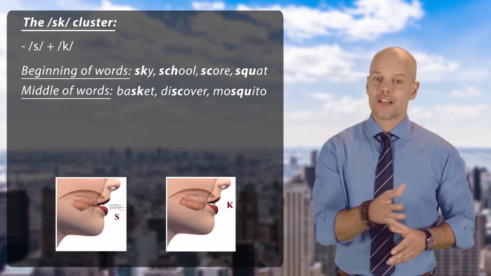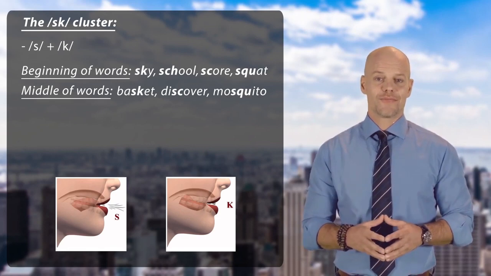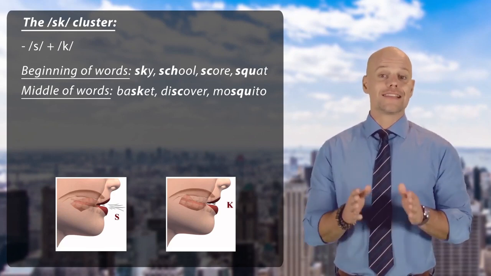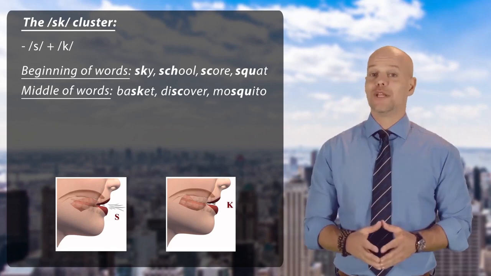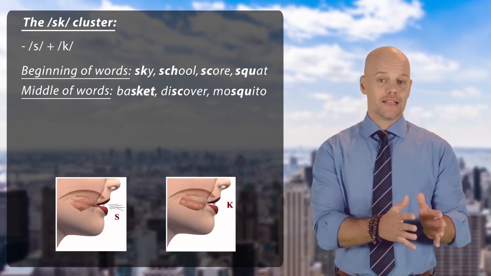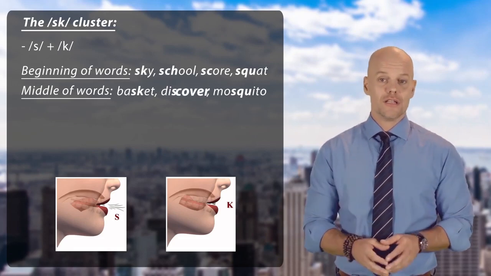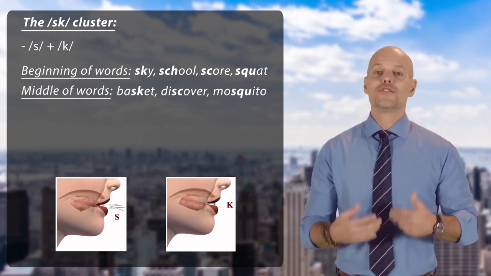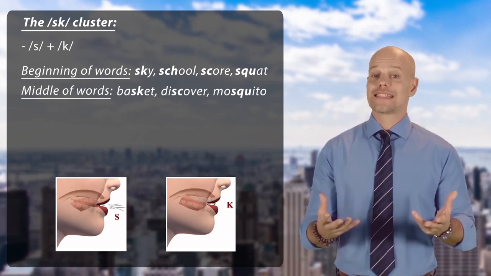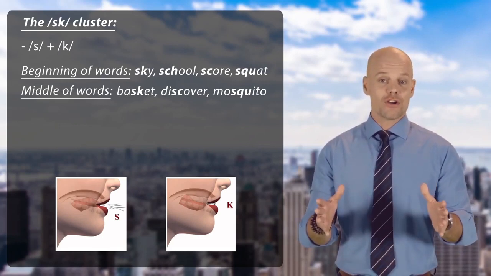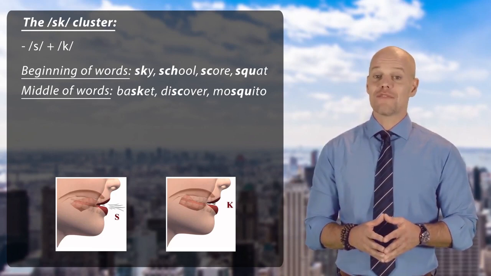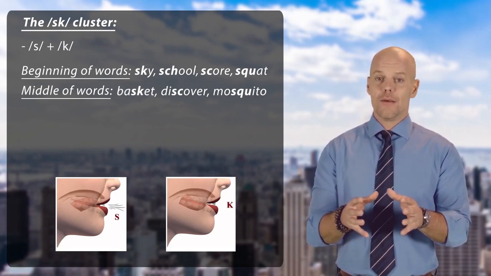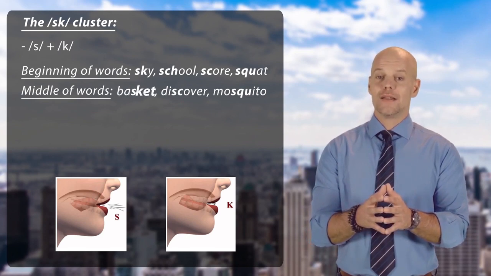Basket, discover, mosquito. Another way to practice the sk is to separate the s and k and say the two half words with a space between them. Basket, discover, mosquito. Say the s longer to give you time to change the tongue and to remember that the s is an important sound. Then start reducing the space between the two word halves and finally put them back together. Basket, basket, basket.